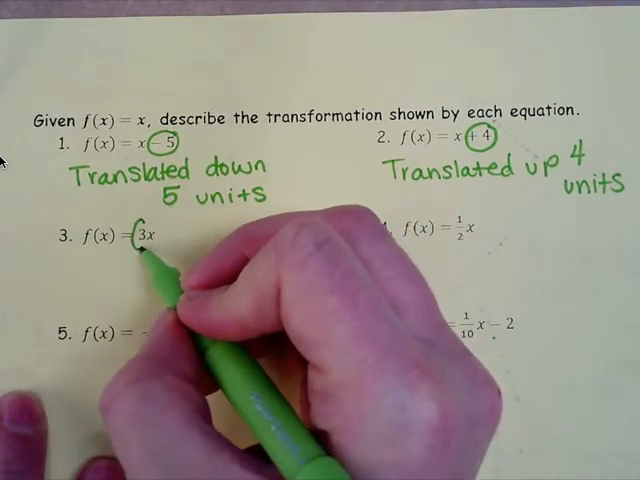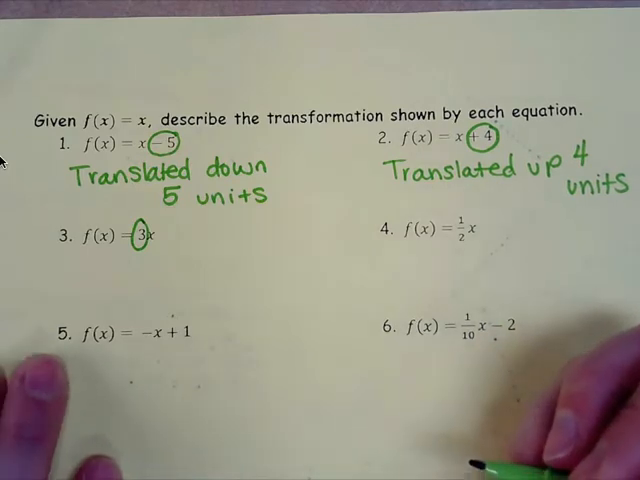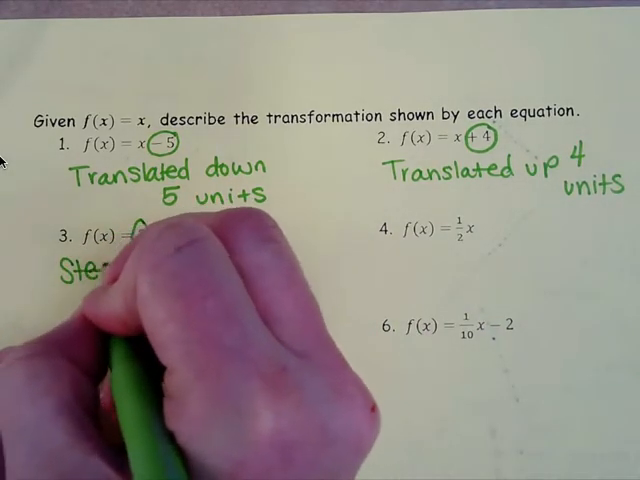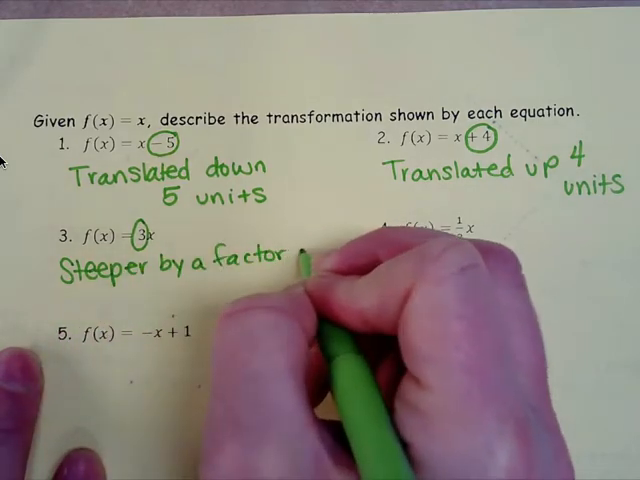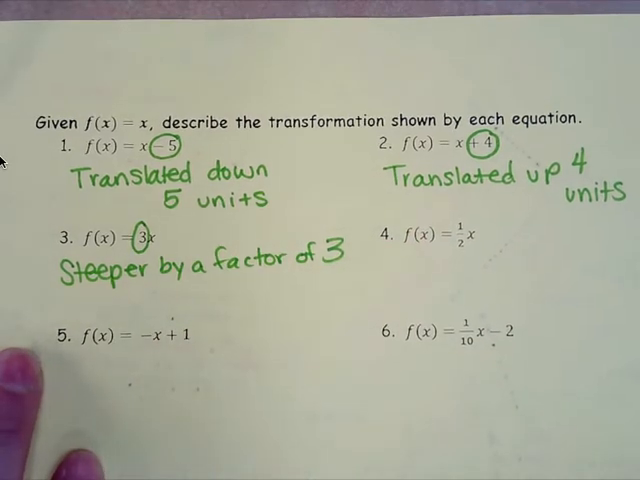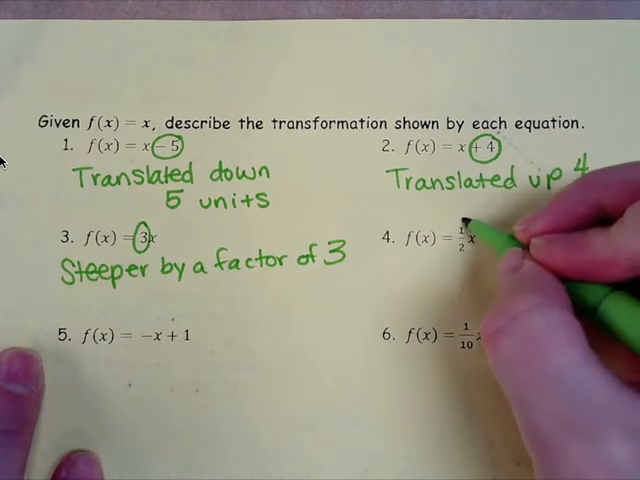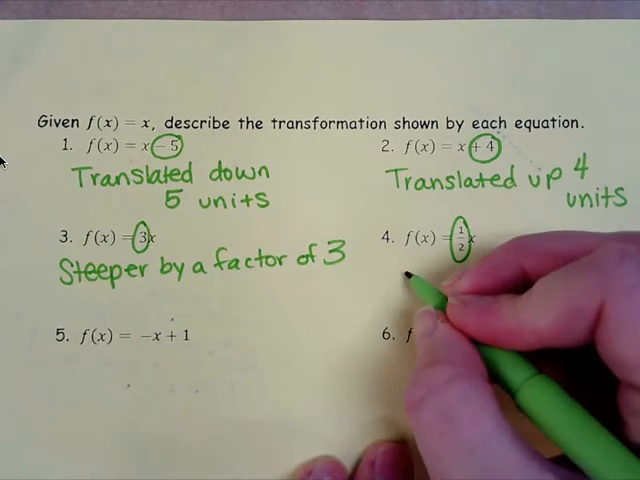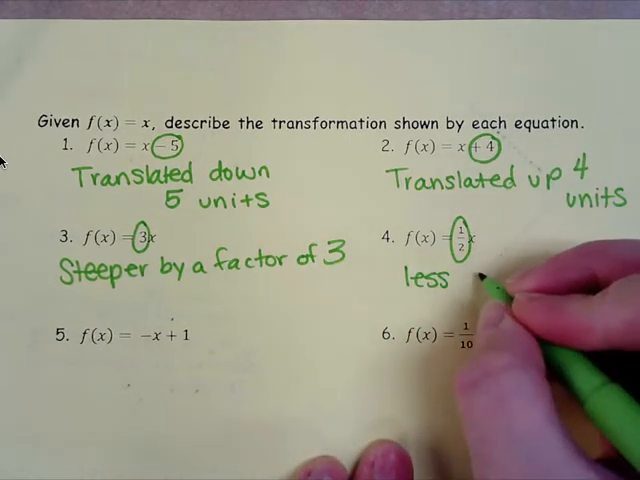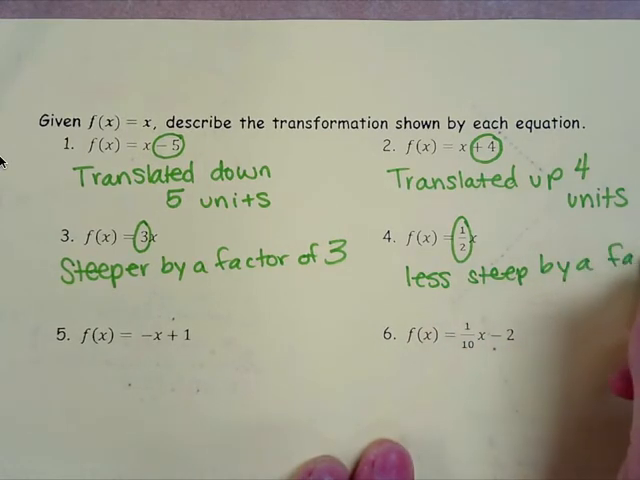What's changed here is the 3, which is our slope. So that's a bigger number than 1. So it's steeper by a factor of 3. It's going to go up 3 over 1 versus up 1 over 1. Next one, half. So that's going to be half as steep, right? So we can put less steep or half as steep. Less steep by a factor of half, or 1 over 2.